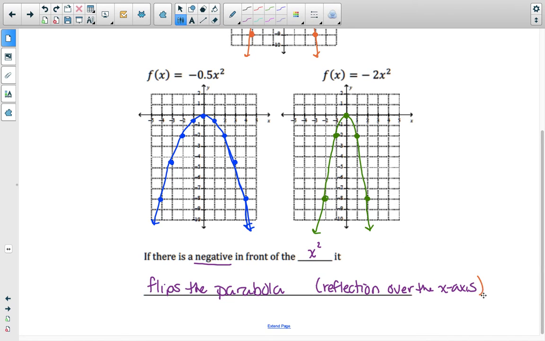The a value itself, just the value, will either make the parabola wider or more narrow. So a vertical compress if it's smaller than 1, a vertical stretch if it's bigger than 1. If your value is negative, it will then also flip the parabola over the x-axis.